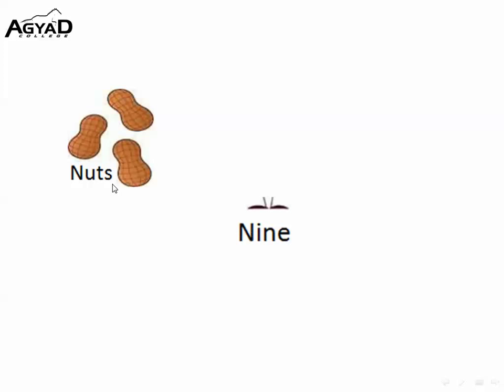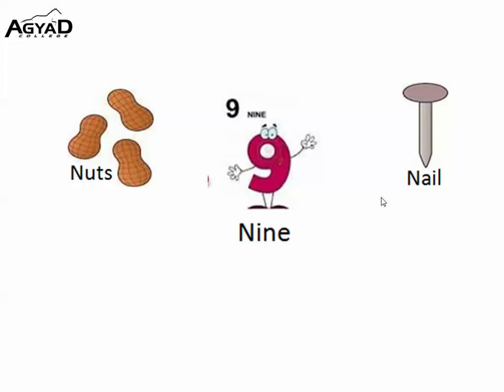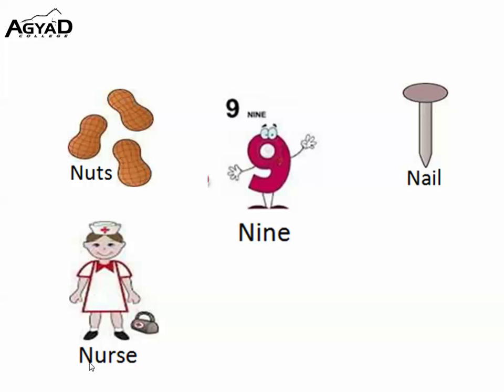Now, let's see. What words start with the sound N? There is nuts, so it's nuts. There is also number 9. Remember 9? So it's 9. Very good. There is this nail. This is called nail. We also have nurse. So it's nurse. Nurse is this lady who works in a hospital with the doctors to make people feel well. So it's nurse. Very good.